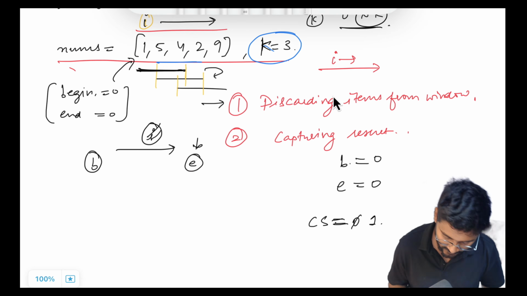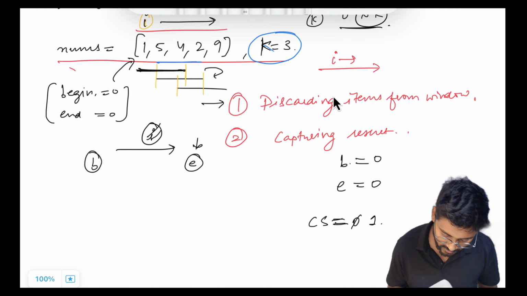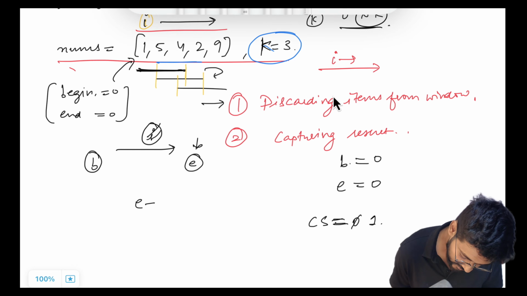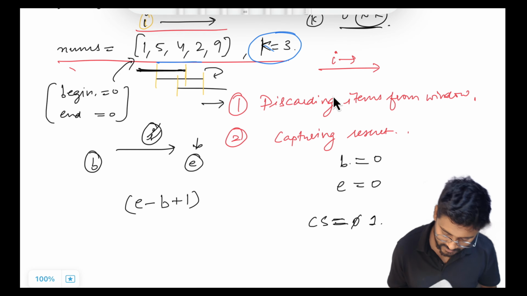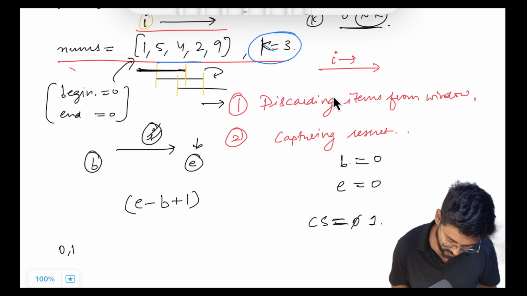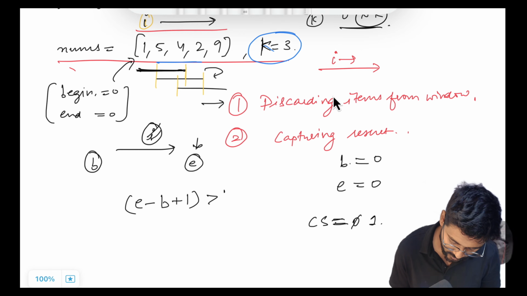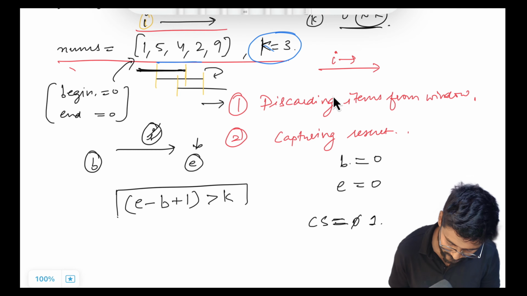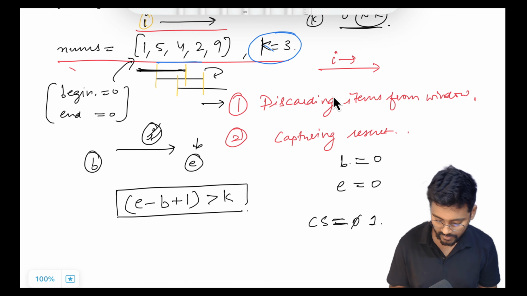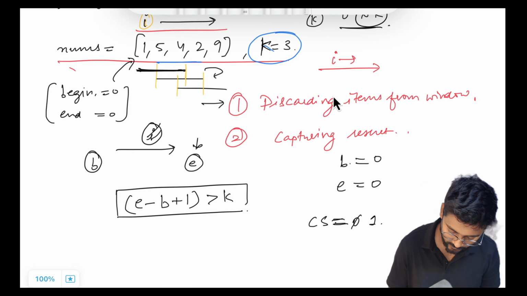How did I decide? By checking the size of the current window. Size of the current window is ending pointer minus beginning pointer plus 1. If the current window is something like this, beginning is at this, ending is at this, the size is 2: 1 minus 0 plus 1. So if the size of the window is greater than k, in that case I have to discard the element from my window.